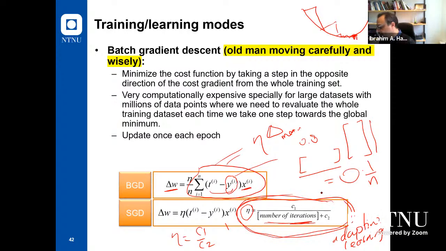Adaptive learning rate should be a function of the number of iterations, for example. Someone else may say, okay, I will select it as a function of the absolute value of the gradient, right? Because at the beginning the gradient is very large, and when we reach here, the gradient becomes very small, becomes 0. So you can select it as a function of the number of iterations, and maybe someone else can select it as a function of the gradient.